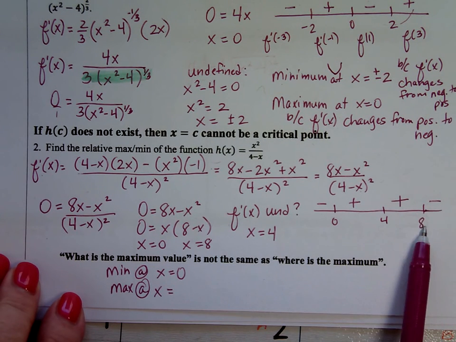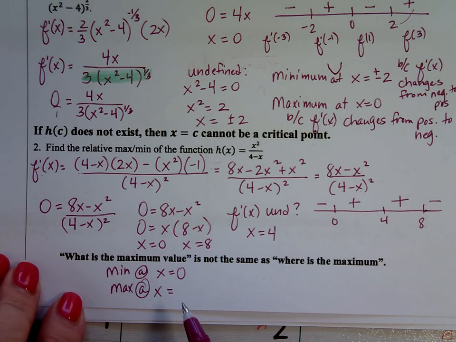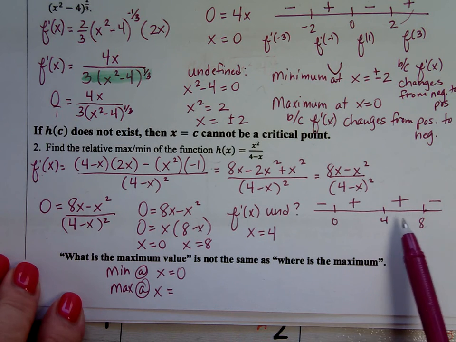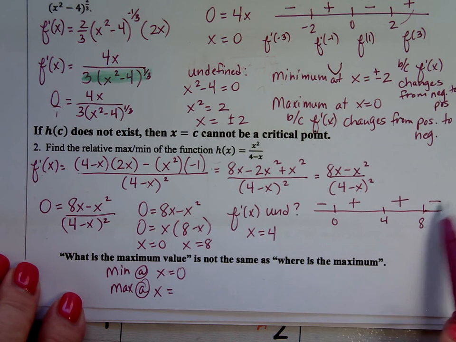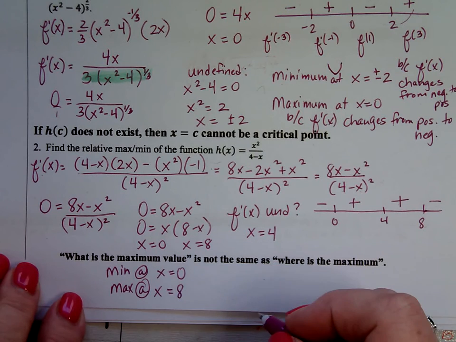If they ask for critical points, then 4 is important. But for right now, they're looking for extrema, and it's not. So now I'm increasing and then decreasing, so I have a maximum at x equals 8. All right, put your reasoning together.